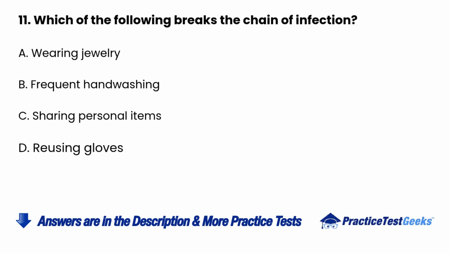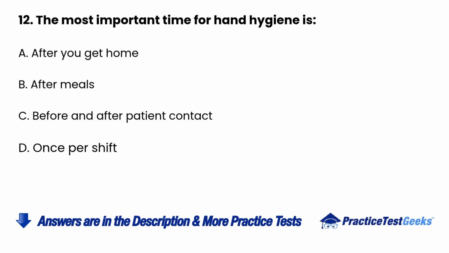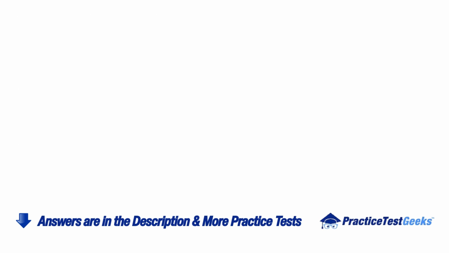11. Which of the following breaks the chain of infection? A. Wearing jewelry. B. Frequent hand washing. C. Sharing personal items. D. Reusing gloves. 12. The most important time for hand hygiene is A. After you get home. B. After meals. C. Before and after patient contact. D. Once per shift.